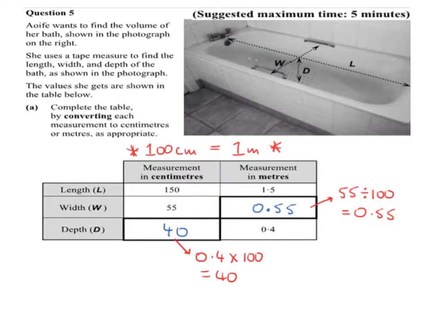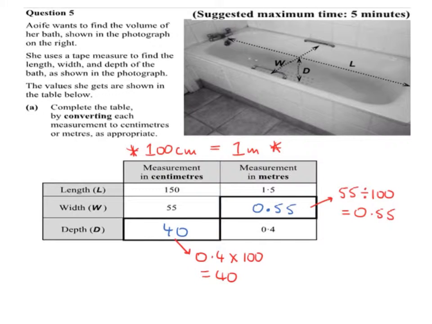Okay, so it's very, very important that we learn off that 100 centimetres is equal to 1 metre, or 1 metre is equal to 100 centimetres. So the first one is done first. 150 is equal to 1.5 metres. What we did to get from 150 to 1.5 was we divided by 100, because there's 100 centimetres in a metre. So we're going to do the same to figure out what goes in this box. 55 divided by 100 gives us 0.55. So 55 centimetres is the same as 0.55 metres.